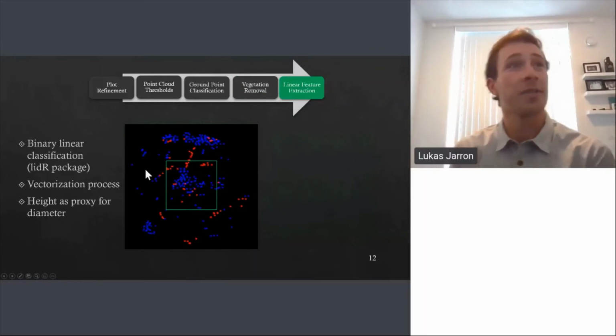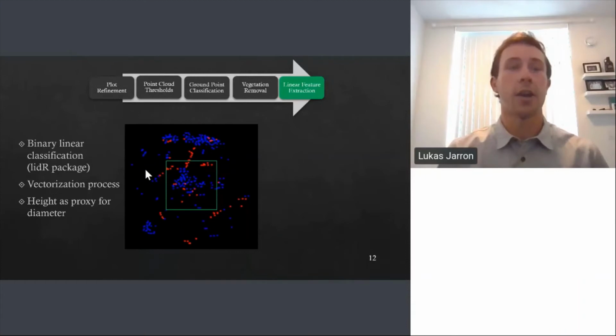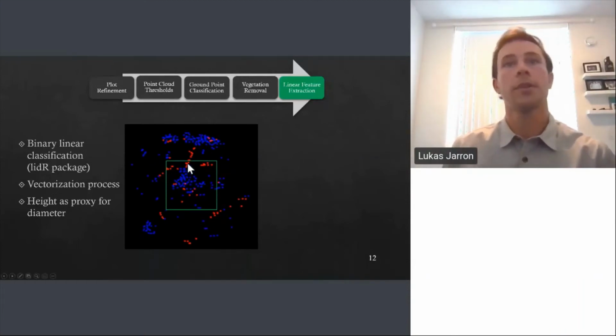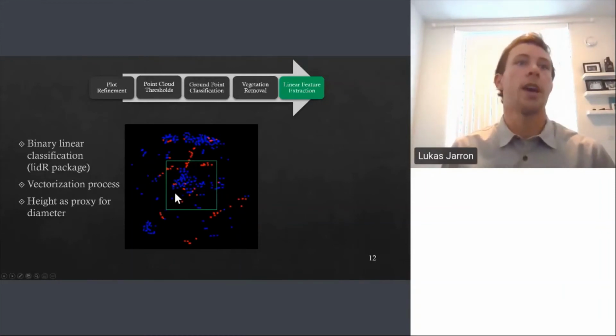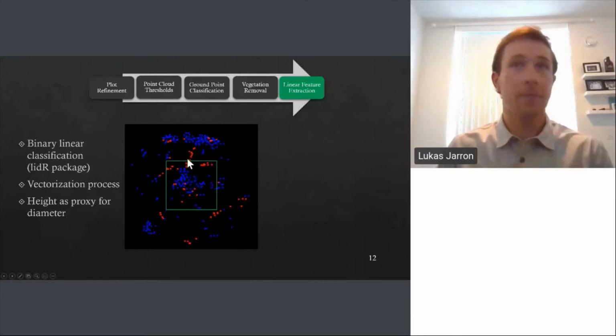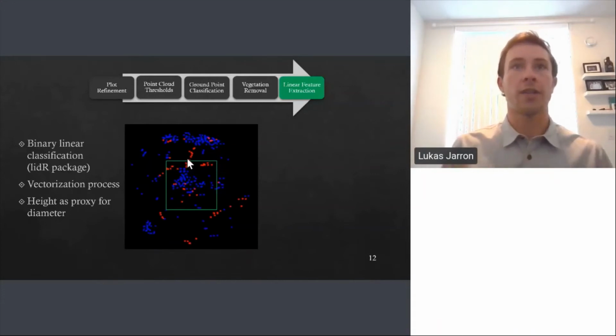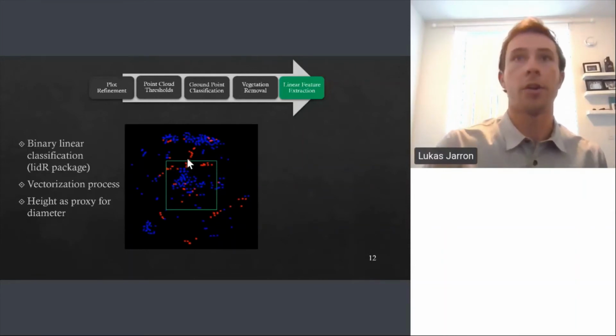I used a binary linear classification algorithm, which is in the LiDAR package within R Studio. So these red dots here represent each of the points that this classification deemed as linear. I then took all the linear points and put them through a vectorization process that basically buffers them and creates center lines and turns them into line shapefiles. And for each of these shapefiles, there's also an associated height from the LiDAR points. I use the average height for each line segment as a proxy for diameter. So for each line segment that I detected, I have a length as well as a diameter, which allowed me to go away and calculate a volume.